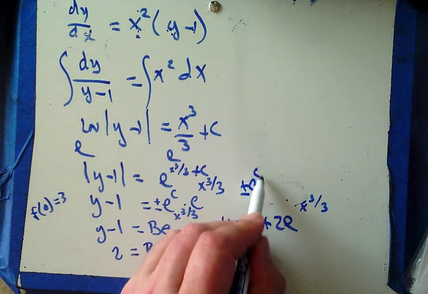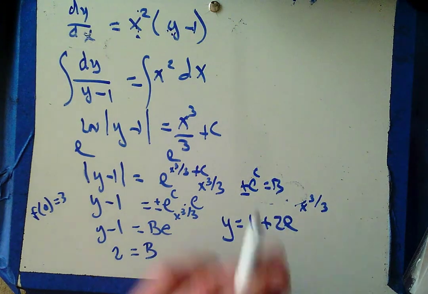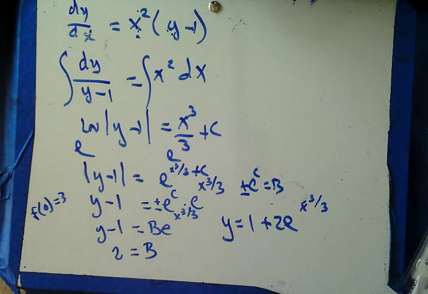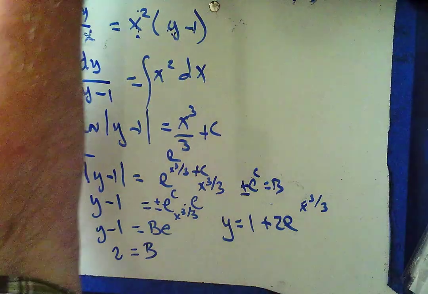Plus or minus e to the c equals b. Good, so there's our particular solution, 1 plus 2 times e to the x to the third over 3. Excellent. There's number 4. Let's take a look at 5.